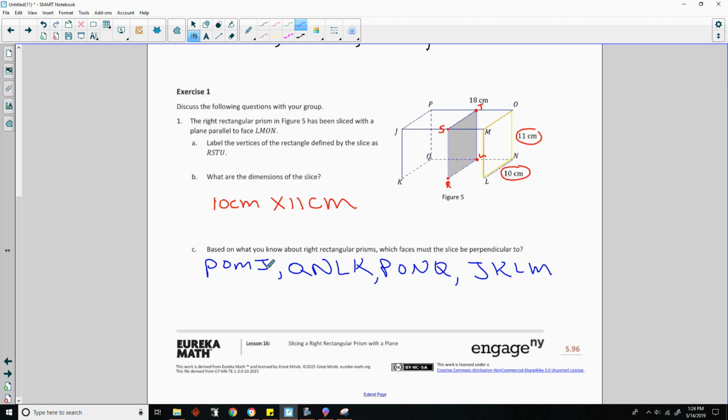Okay, and these orders don't matter. You don't have to have POMJ. You could have called it PJMO or OMJP or OPJM, but you can't cut across. You can't say JOMP, something like that. Just go around it, naming them as you go. So if I started at P and went clockwise, P, O, M, J, which is what I have.